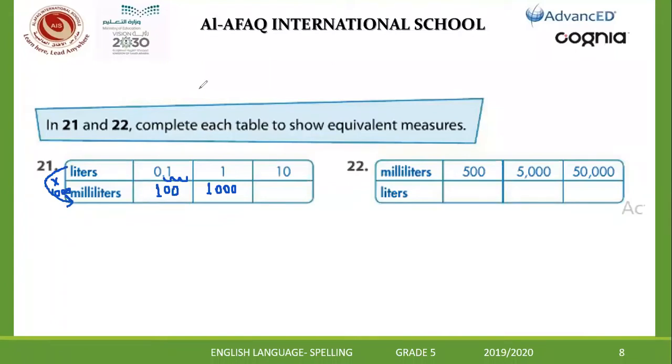Okay, Lamar. What about if you have 10 liters? You have to multiply this 10 by what? By 1,000. So how many zeros will you get? 4 zeros. So the answer should be 10,000. Great job, Lamar. Thank you. Next one.